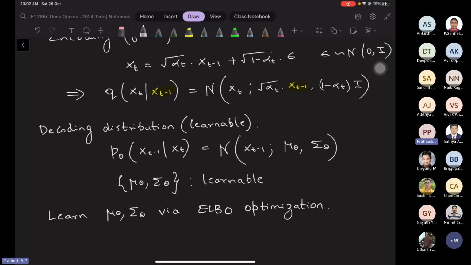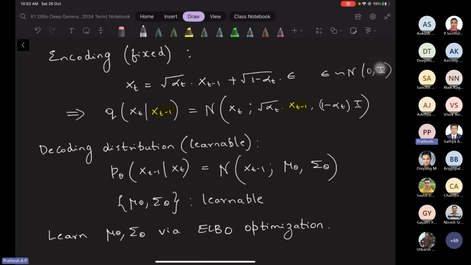Now you understood, right? We have a fixed encoding distribution and a learnable decoding distribution. Given the encoding distribution, we optimize the ELBO and learn the parameters of the decoding distribution. That is the idea. Any questions so far?